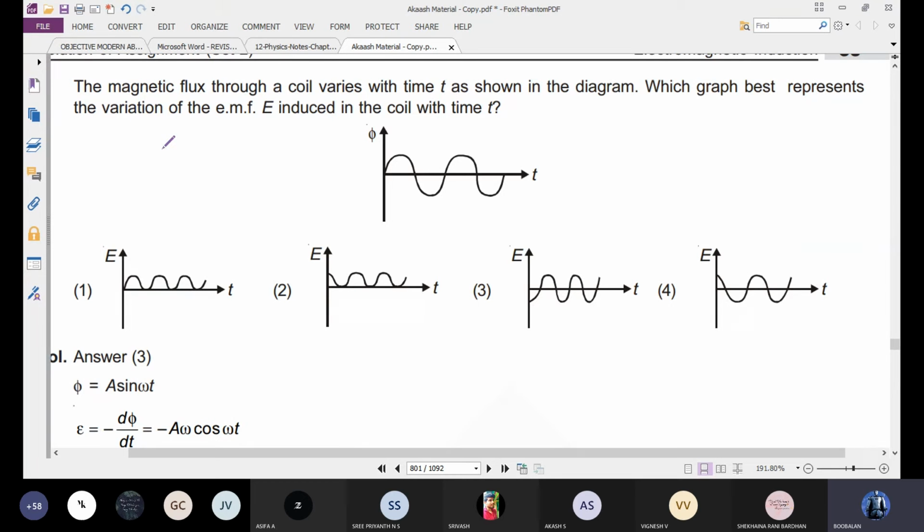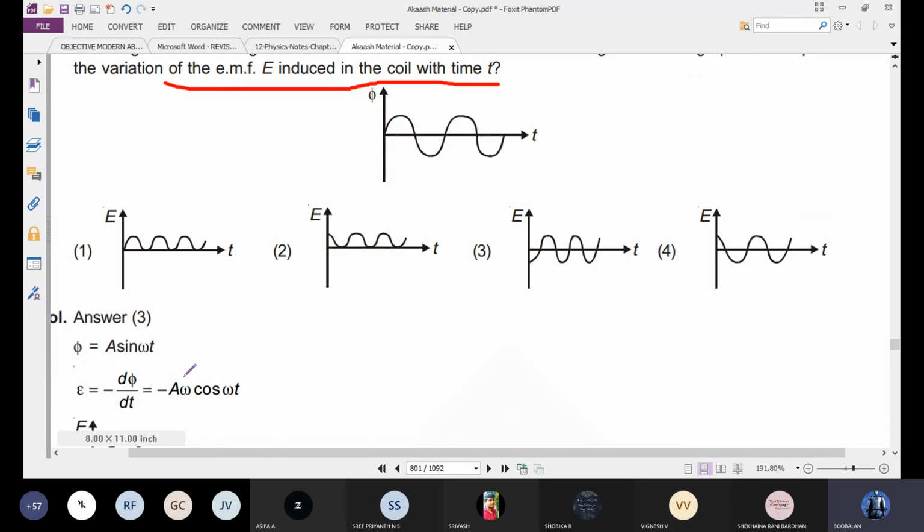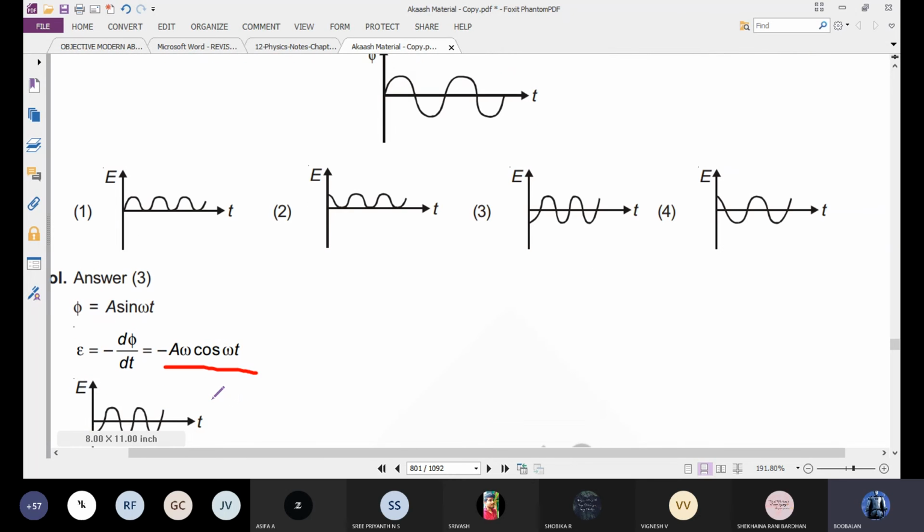Okay, listen. The magnetic flux through a coil varies with time t as shown in the graph. Which graph represents the variation of EMF induced in the coil with time? They are asking for the induced EMF in the coil with time. So the phi formula is A sin omega t, a sine wave formula. E is equal to minus d phi by dt. Do the differentiation and you will get minus A omega cos omega t.